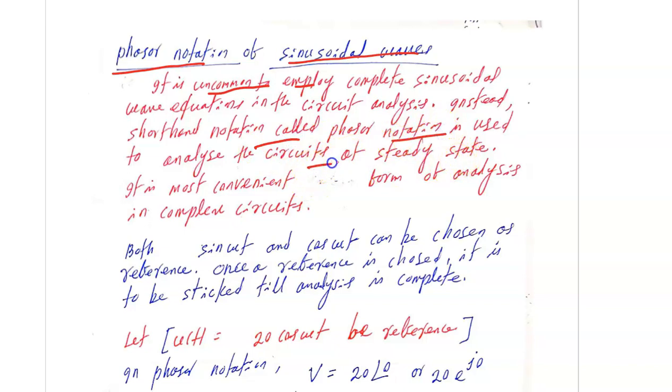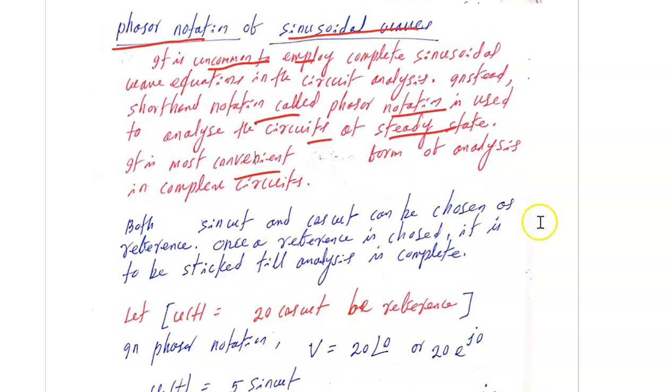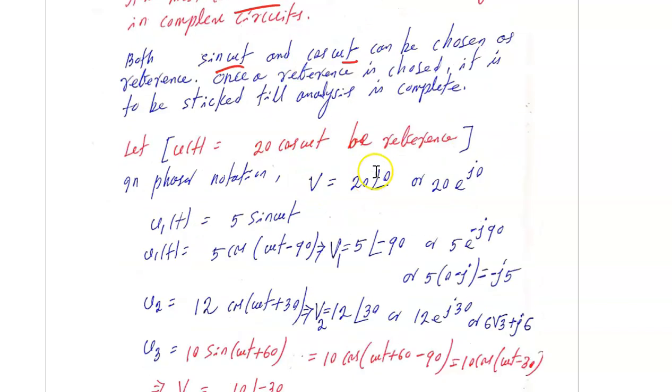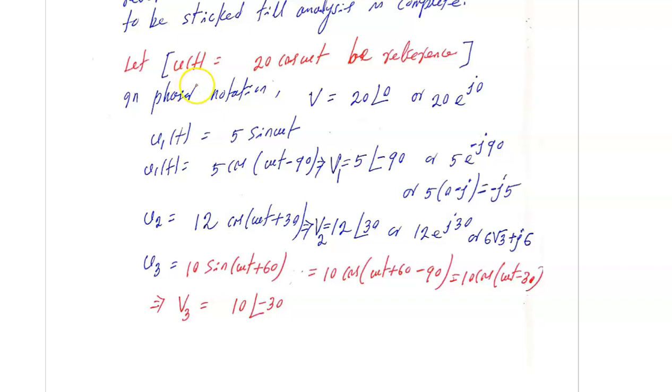Phasor notation is known for analyzing circuits in the steady state. It is the most convenient form of analysis in complex circuits or networks. Both sine and cos can be chosen as the reference. That means first you need to choose a reference. If it has been given, then you have to stick to the reference. So how do we represent the input sinusoid in phasor notation?